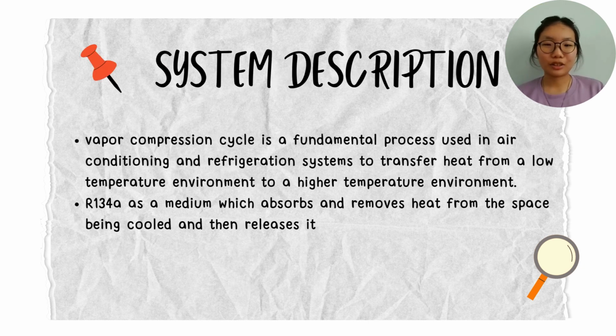So now let us go to the system description for our project. The vapor compression cycle is a fundamental process used in air conditioning and refrigeration systems to transfer heat from a low temperature environment to a high temperature environment. R134a is a medium frequently used in air conditioning and refrigeration systems, which aims to absorb and remove heat from the space being cooled and then release it.